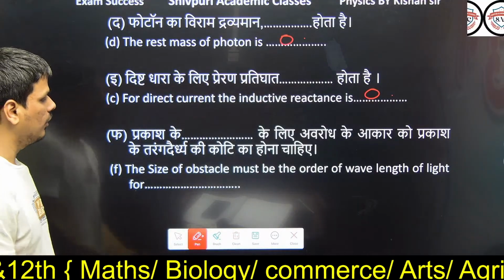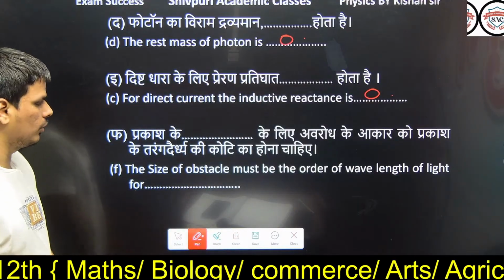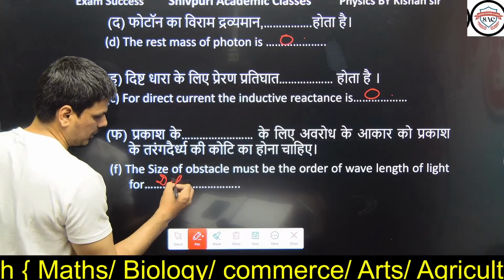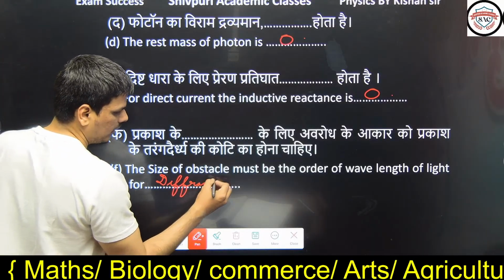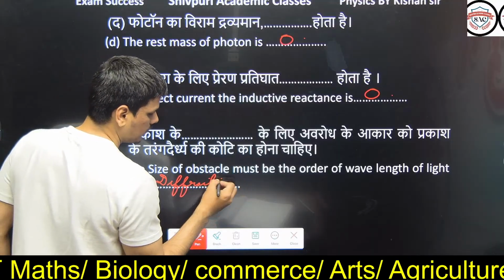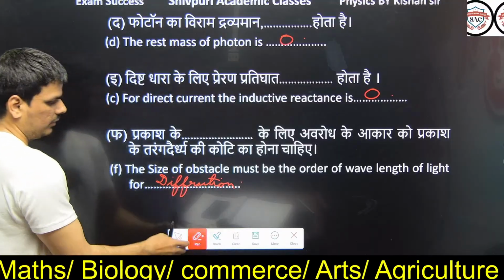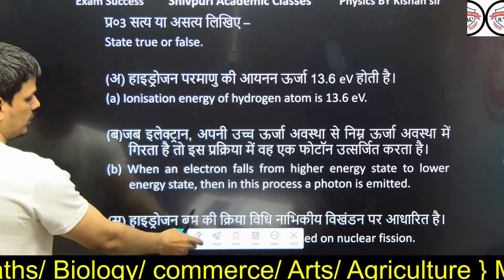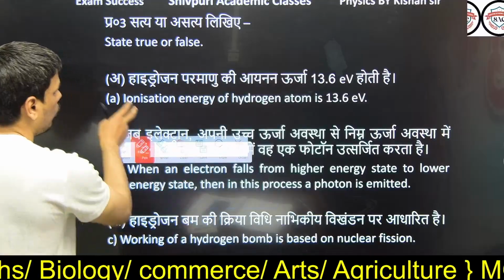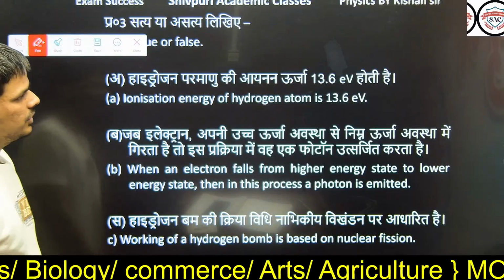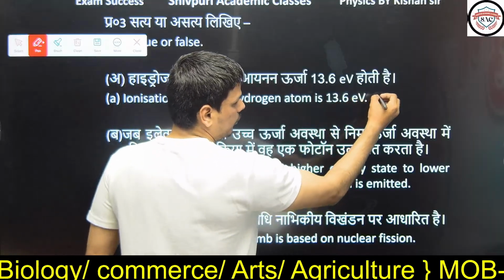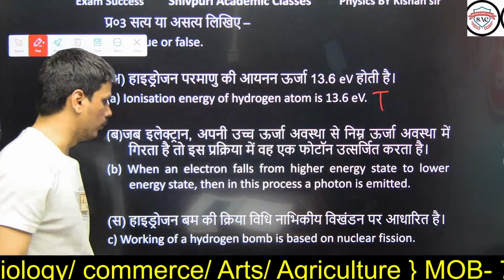Now the size of obstacle must be of the order of wavelength of light for the phenomenon of diffraction. So we could write diffraction on this question. Okay, so our next question types are state true or false. Ionization energy of hydrogen atom is 13.6 electron volts. So the answer should be true.